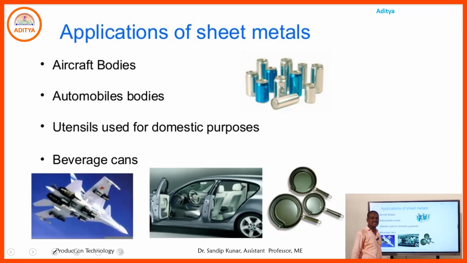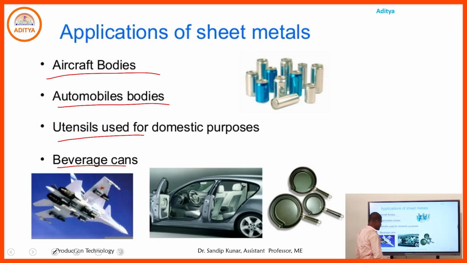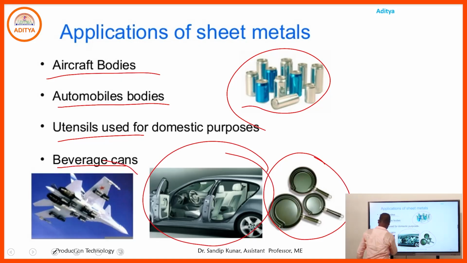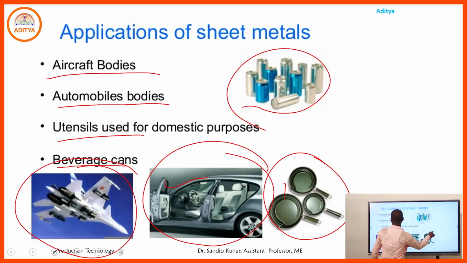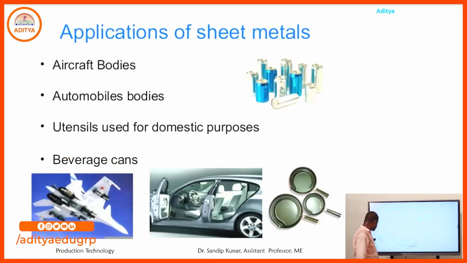What are the applications of sheet metals? First of all, aircraft bodies, automobile bodies, utensils used for domestic purposes, and beverage cans. So we use sheet metal in different applications. Different uses are there in sheet metal forming operations.